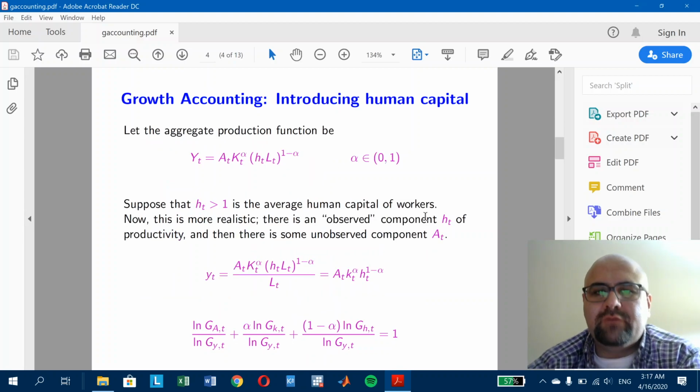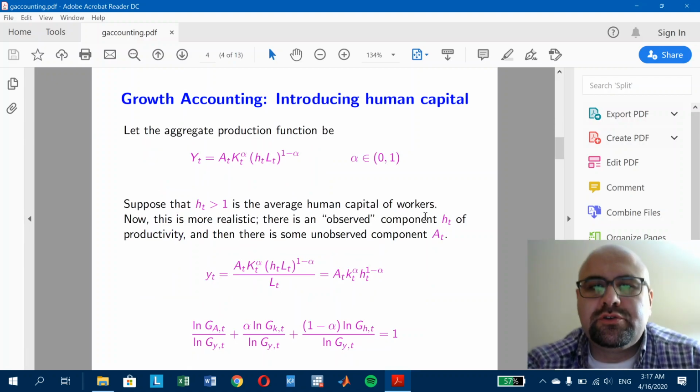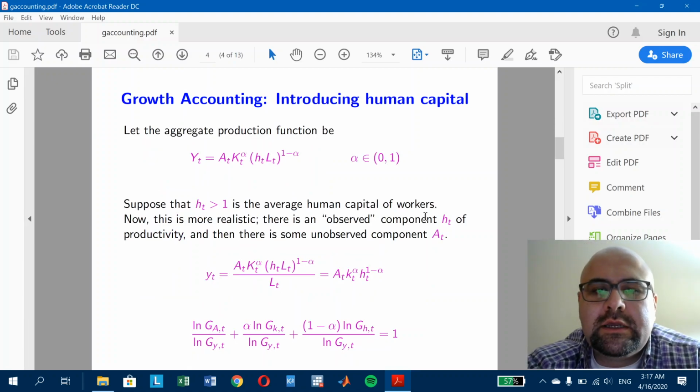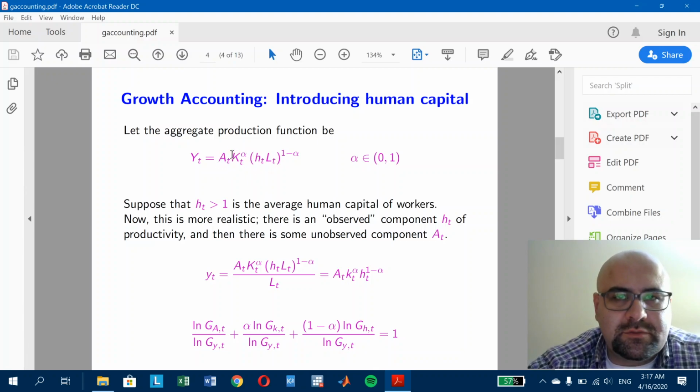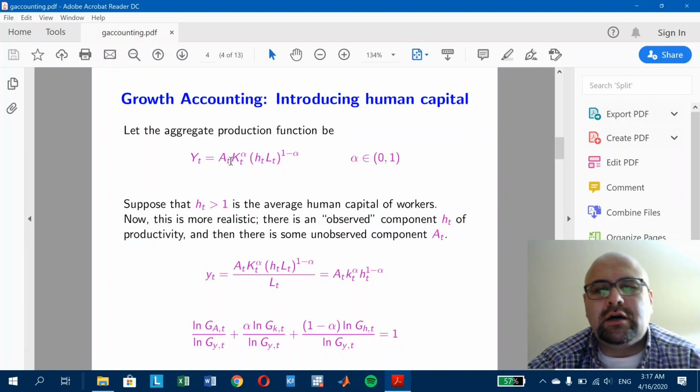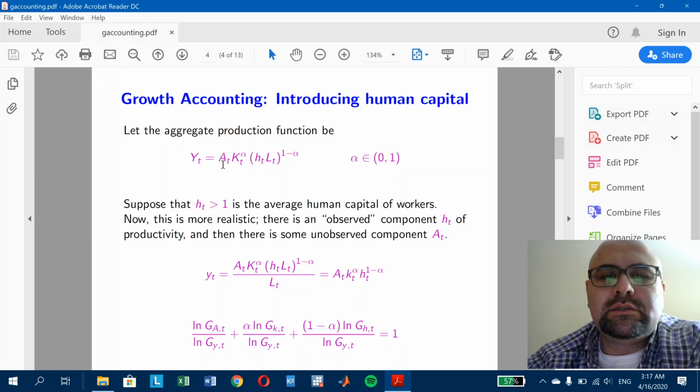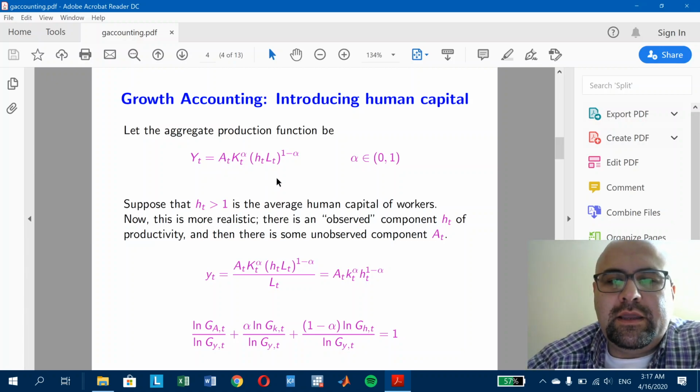So we can very quickly and simply introduce human capital to this framework. Now we are writing the aggregate production function in a more nuanced way. We are saying that workers are productive because they have skills. So H_t is the average human capital of workers, let's say. And then we can put A_t, some unobserved productivity term, in this place in the production function.